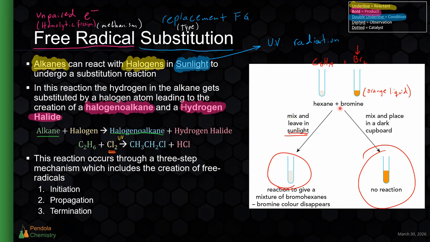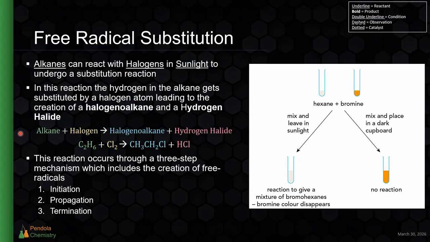Meaning if we mix this in the dark, nothing happens. We keep the orange color. But if we do it in sunlight, they actually react with each other. They create bromohexanes and hydrogen bromide, both of which are colorless, so the color disappears. This is what I mean by observations that you could be asked about. So, coming back from that detour, let's talk about the mechanism for free radical substitution.